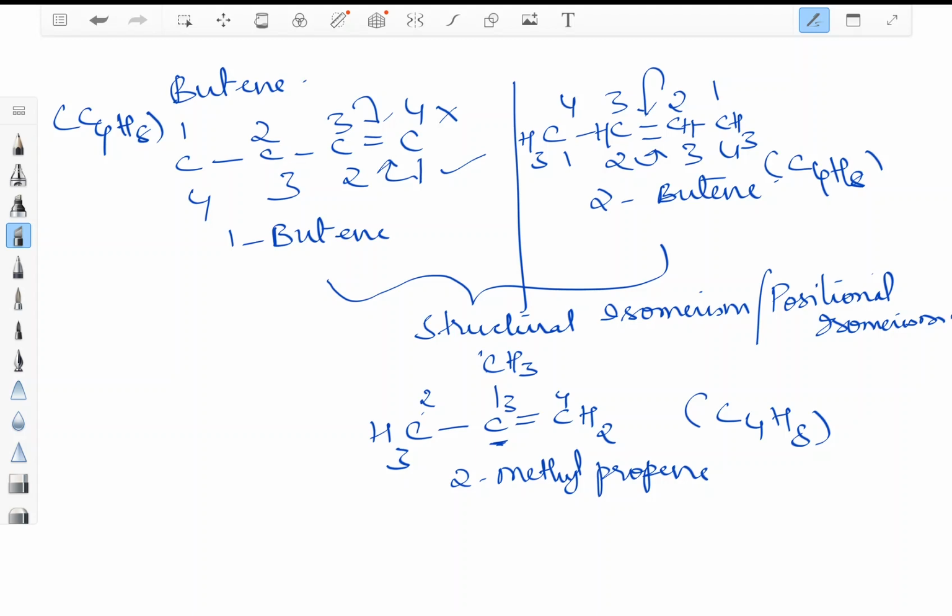So propene and ethene, or ethylene or propylene, are not showing isomerism, whereas butene, that is 1-butene, 2-butene and 2-methyl propene, show isomerism. This compound, 2-methyl propene, shows structural isomerism of type positional isomerism. The other name of this compound, 2-methyl propene, is isobutylene.